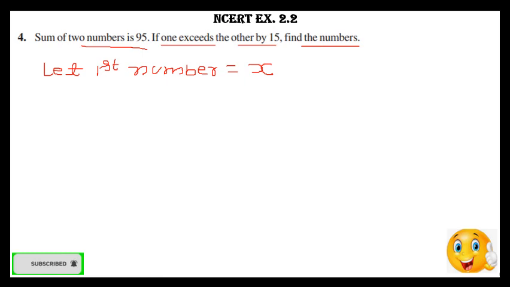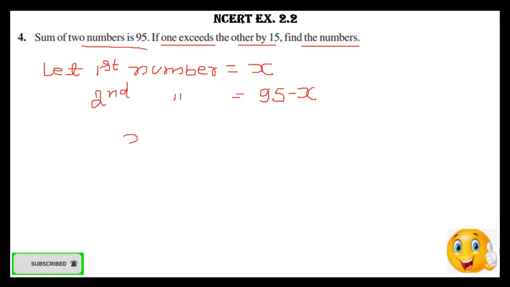We have let it x, and now the second number will be 95 minus x, because their sum is 95. These two numbers have a difference of 15. One exceeds the other by 15, so the difference will be 15 here.